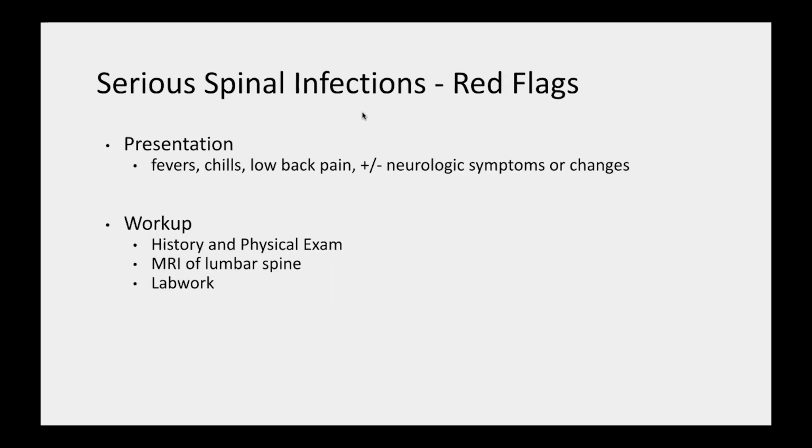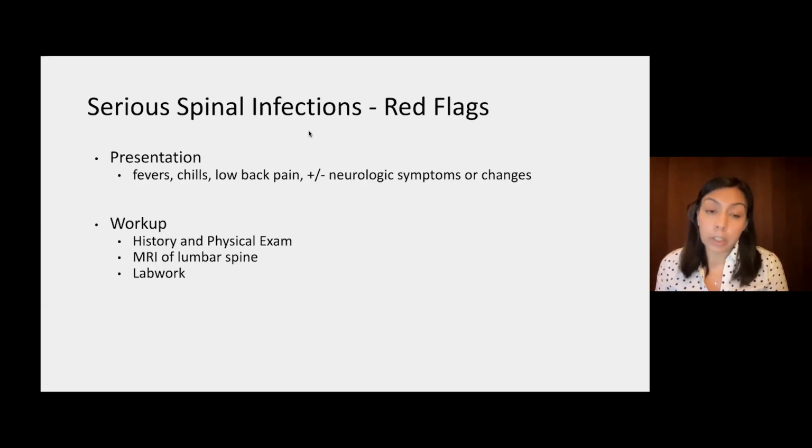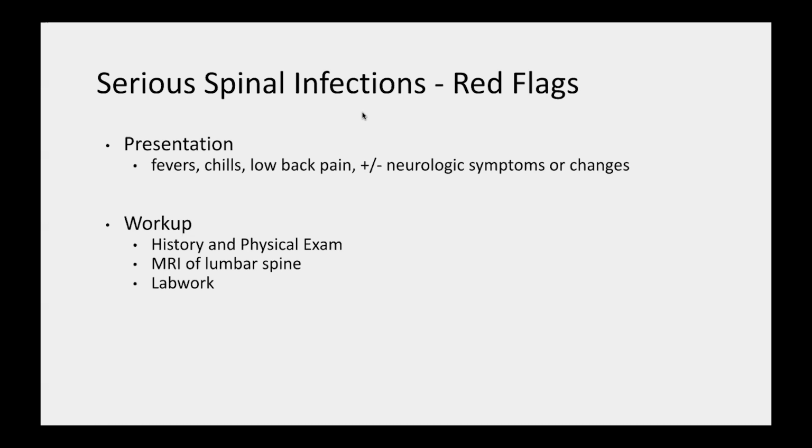The presentation, meaning what a patient may reveal as their symptoms that are warning signs, can include fevers, chills, low back pain, and sometimes neurologic symptoms, such as weakness, numbness, bowel or bladder incontinence. A workup, kind of like what we've discussed earlier, includes a history and physical exam, perhaps advanced imaging, such as an MRI of the low back, and lab work.